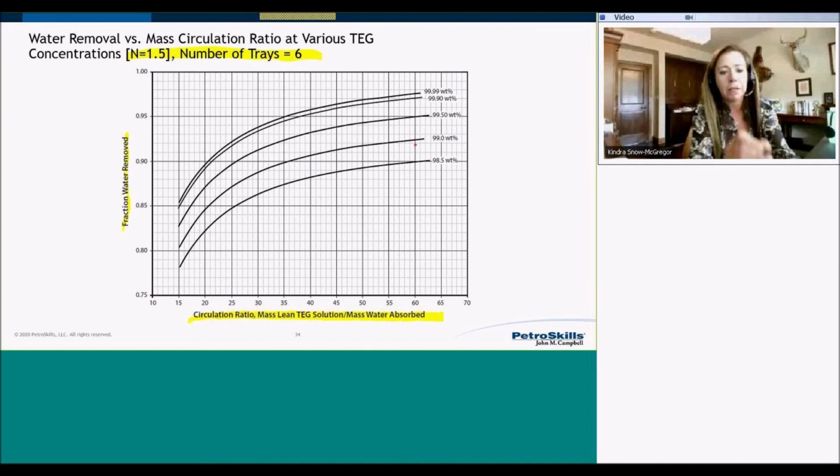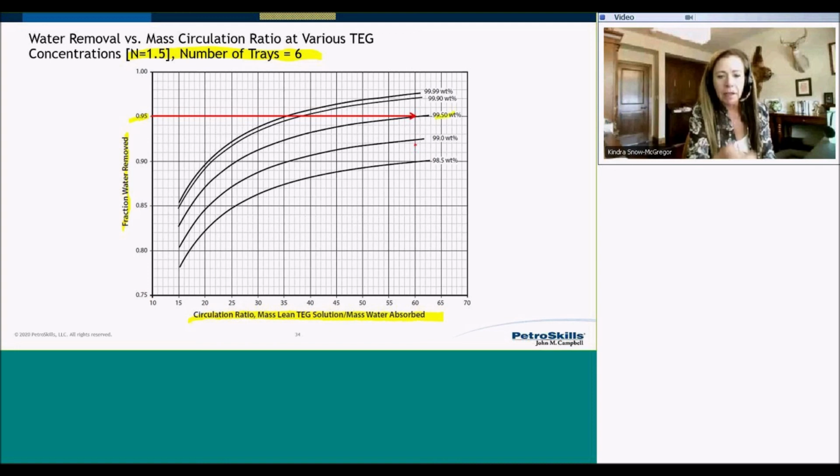All right, so this is the contactor. Notice in this example, I have six trays, or 1.5 theoretical stages. Now, for our example, we knew we needed 95% water removal, right? And we know we need 99.5 weight percent lean TEG.